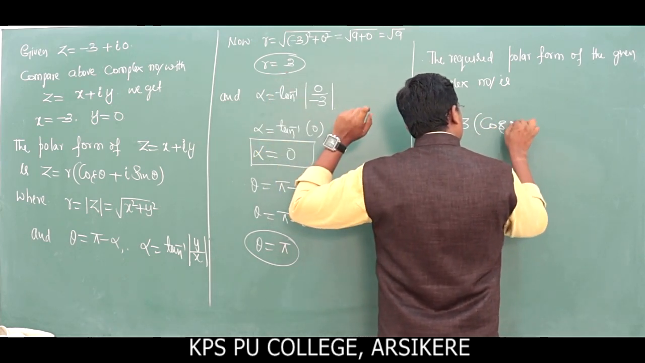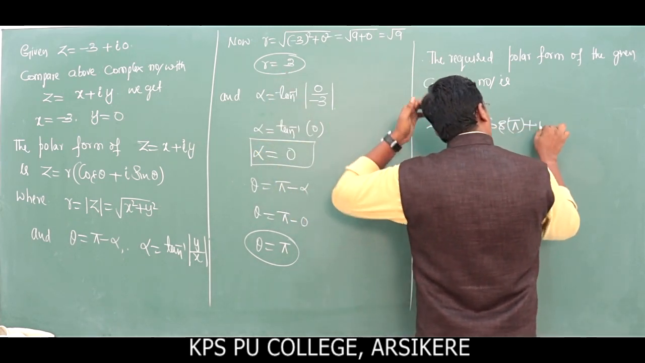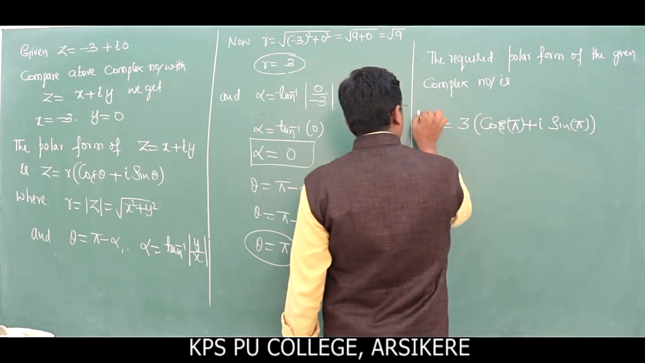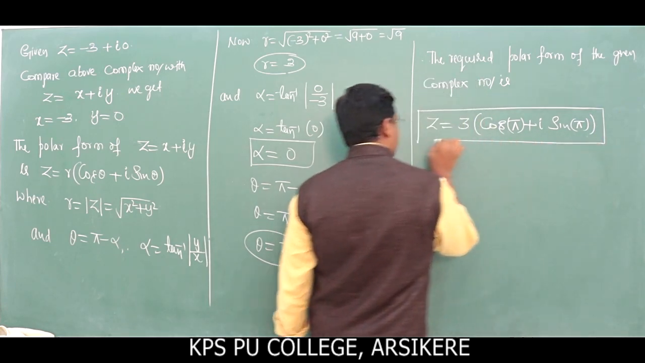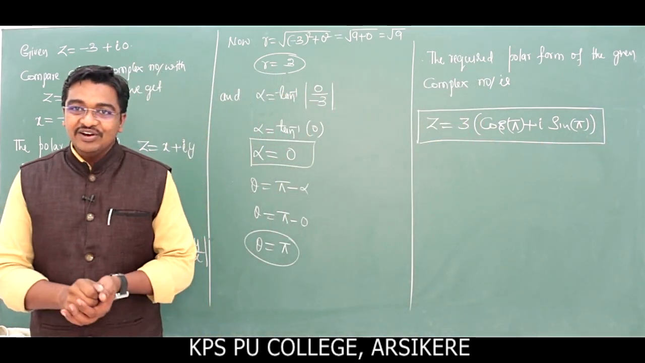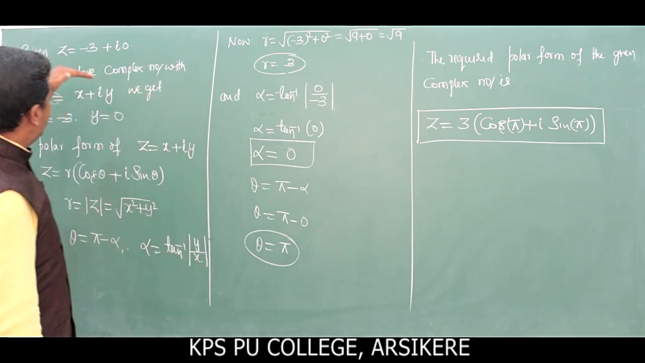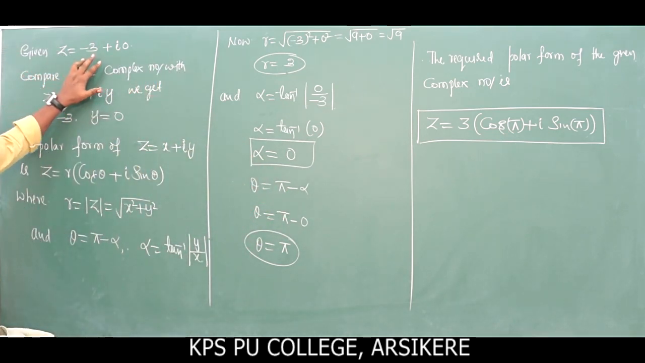Theta is pi. So cos pi plus i times sin pi. This is the required polar form of the given complex number. Here the given complex number is purely real, negative.